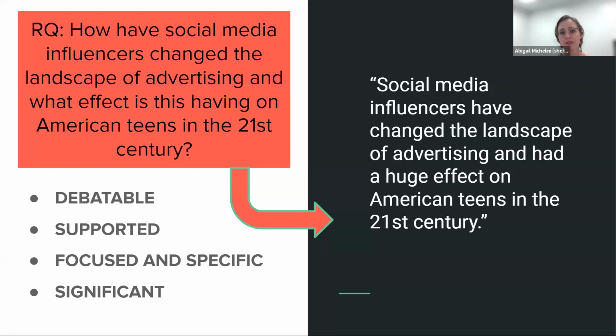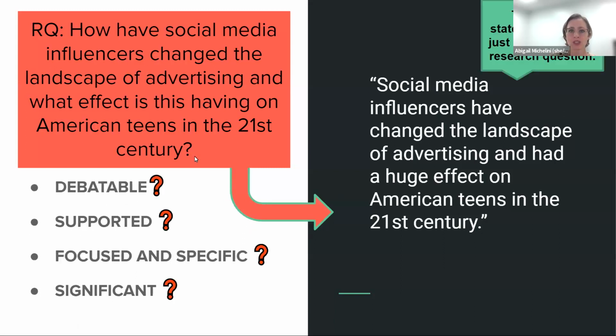Okay, so my first attempt at my thesis statement is on the right here. If you notice on the left, I have my research question. How have social media influencers changed the landscape of advertising? And what effect is this having on American teens in the 21st century? Underneath, I've put the criteria so that I know I can check if it's debatable, supported, focused and specific, and significant. And on the right, I've written my first attempt. Social media influencers have changed the landscape of advertising and had a huge effect on American teens in the 21st century. Okay, it might be debatable here, but really what I've done is just rephrased the research question, okay?